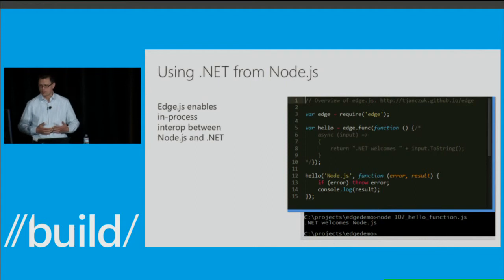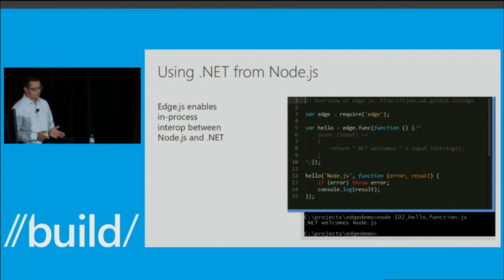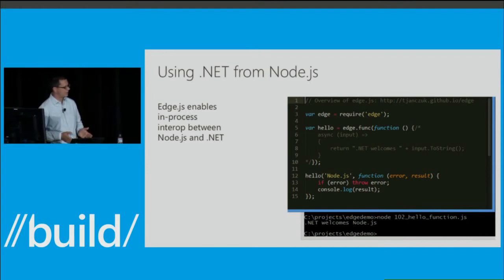So when in line 12 you are calling the hello function and provide it with a single Node.js string as a parameter, that string becomes the value of the input of the async lambda expression in line 6. And as a result, the concatenation of .NET welcomes and that Node.js parameter will be .NET welcomes Node.js, which is exactly what you see printed down below in that console window. So this is the very fundamental mechanism that the Edge.js service offers, and it can be extended and leveraged in a number of different ways.